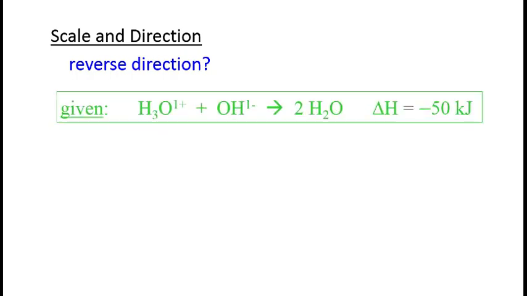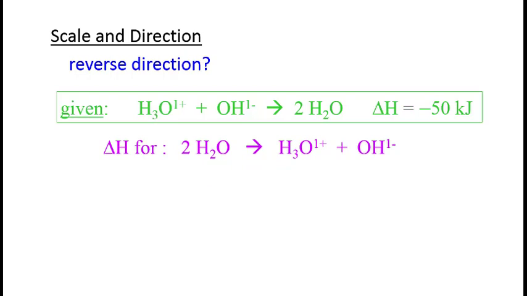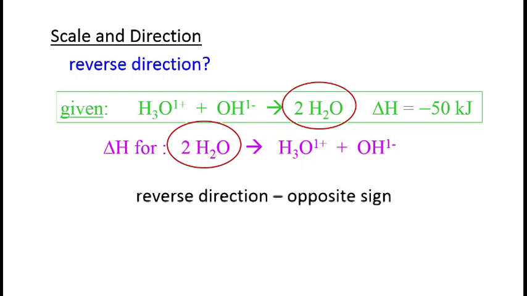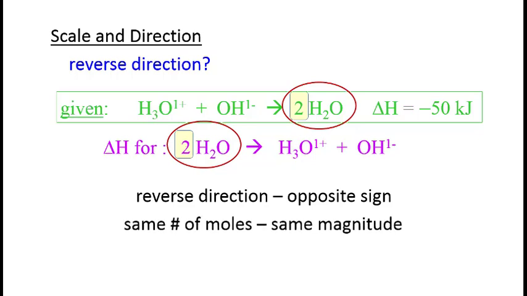Let's take the thermochemical equation given on the last page and ask, what is the value of delta H for this process? First of all, we notice that water is the reactant instead of the product, going on to form hydronium and hydroxide. So the reaction is being run in the reverse direction, and the value of delta H will have the opposite sign. We also notice that the number of moles is the same, 2 moles of water in each reaction, so the magnitude of delta H will be the same. The value of delta H for this reaction would be positive 50 kilojoules.